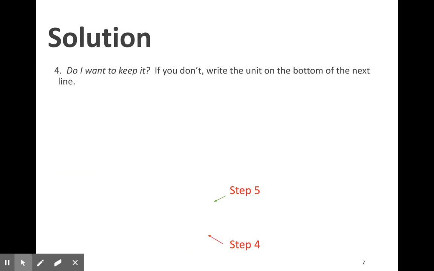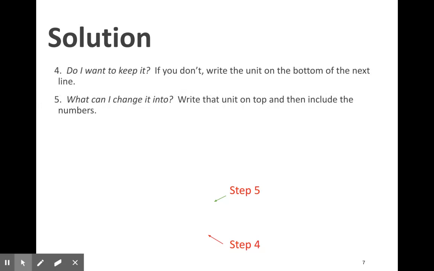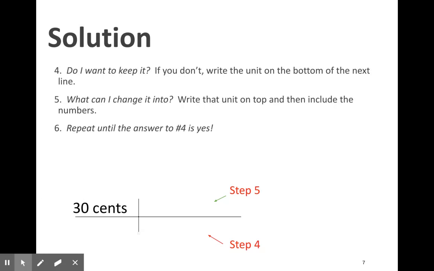Okay, so step 4, do I want to keep it? If you don't, write the unit on the bottom of the next line. What can I change it into? Write that unit on top and then include the numbers, and then repeat until the answer to step 4 is yes. All right, so we start with 30 cents. We want to get the dimes. Do we want to keep this? Of course we don't. We want to get the dimes.